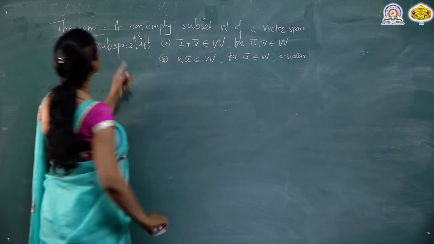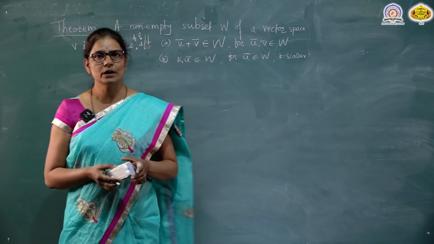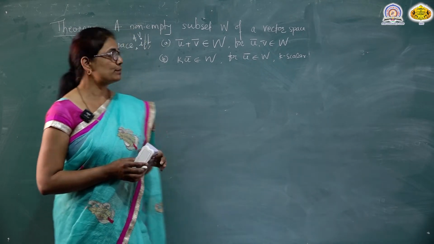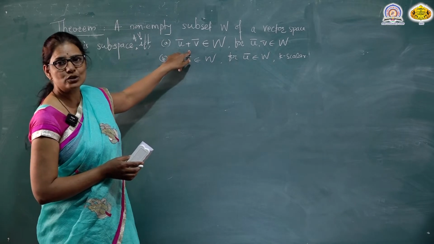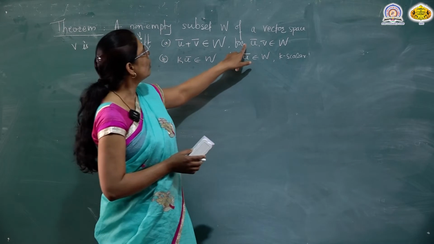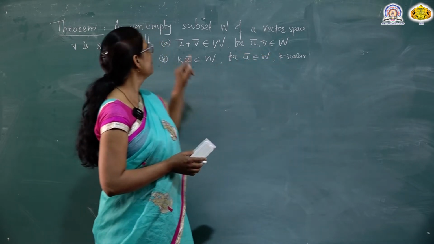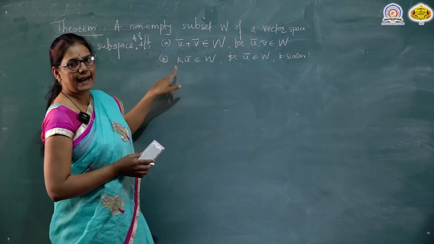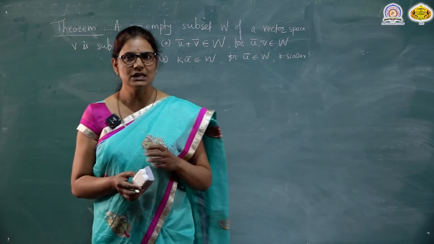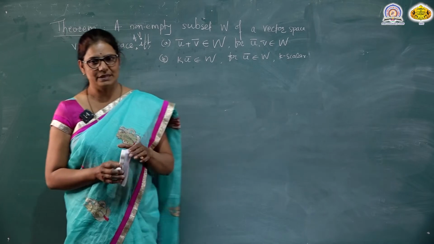So let us recall this result again. What is the result? The result says that any non-empty subset W of a vector space V is a subspace if it is closed for addition and closed for scalar multiplication. That is, for all u bar, v bar belonging to W and for any scalar k, u bar plus v bar and k into u bar belong to W. This is the condition to show that a subset is a subspace.